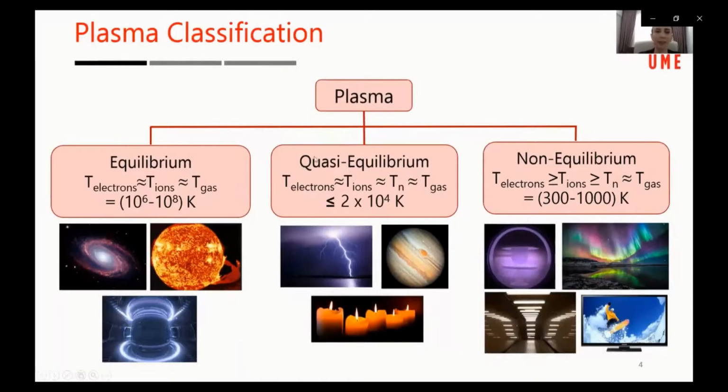Quasi-equilibrium is a classification in between the two, where the electron temperature, ion temperature, and neutral gas temperature are almost equal to each other, at most 20,000 kelvins. This is also a partially ionized gas, and you can find examples of this plasma in lightning, in the core of the huge planets, or in the light of a candle.